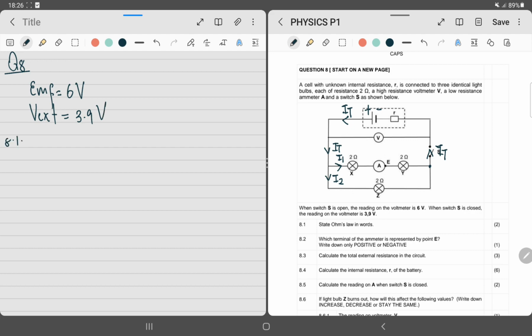8.1. State Ohm's law in words. The current flowing through a conductor is directly proportional to the potential difference across its ends, provided that the temperature remains constant. 8.2. Which terminal of the ammeter is represented by point E? Write down only positive or negative. So E is on the right hand side, and on the right hand side we have the negative terminal of the battery, so that is going to be negative.